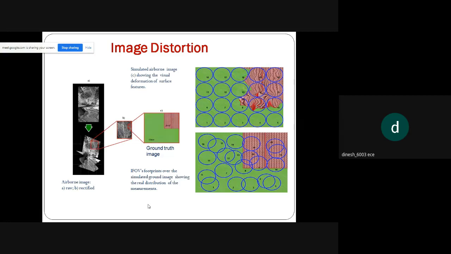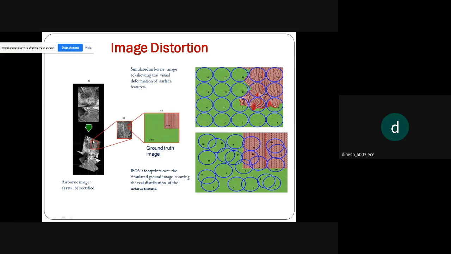Next, we are going to see the image distortion. Now, the images that are being photographed or taken can be distorted. A is an airborne image, raw or rectified. You can see a raw image is A. A photograph is taken by the aircraft or any satellite that is being sent. It is being rectified as B.